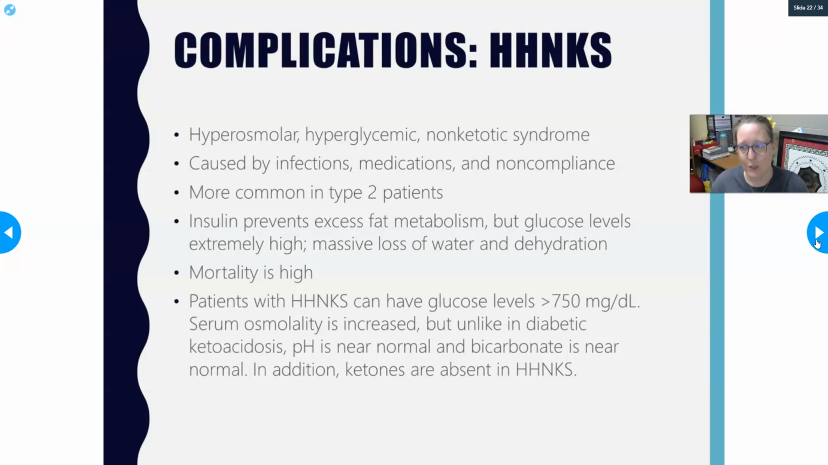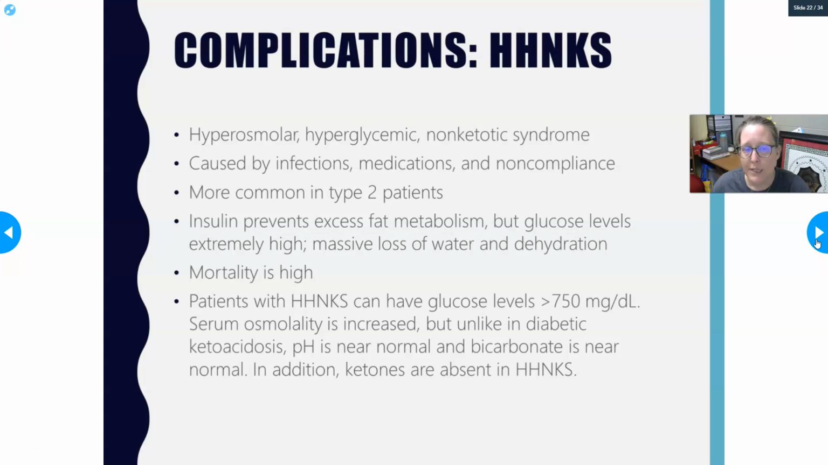Now the other complication, which I was trying to get ahead of myself here, which is hyperosmolar hyperglycemic nonketotic syndrome, which is a more common complication of type 2 diabetic patients. And since we have more type 2 diabetic patients in the population, it's important to understand this one. So this is, if you will, an aggravation of the diabetes process, but it's usually caused by infections or medications the patient's on, or non-compliance. Again, this is a more common complication of type 2 diabetic patients.